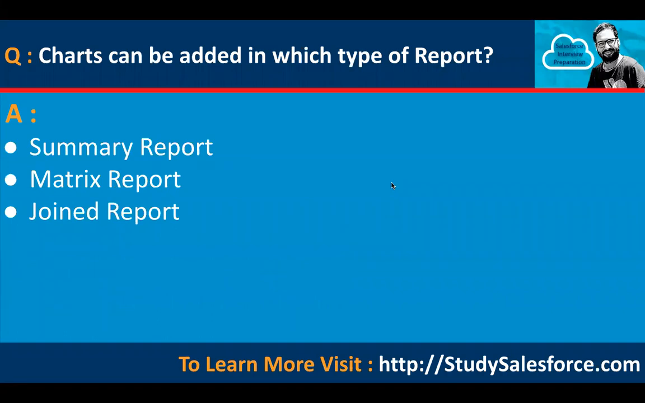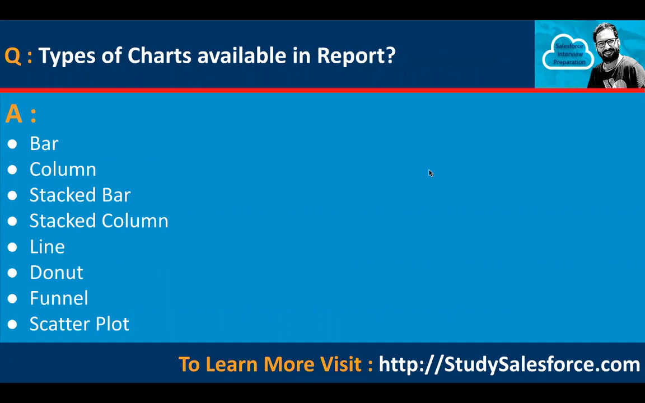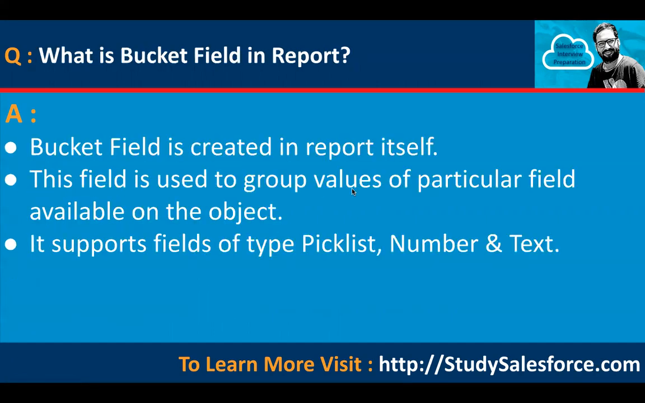Next is, charts can be added in which type of report? You can add a chart in summary report, matrix report, and joined report. In a joined report as well, if you create summary and matrix reports, then only you will be able to create a chart. Types of charts available in a report: we have the following options like bar chart, column, stacked bar, stacked column, line, donut, funnel, and scatter plot.